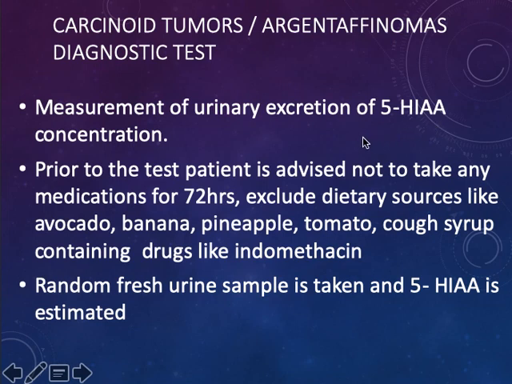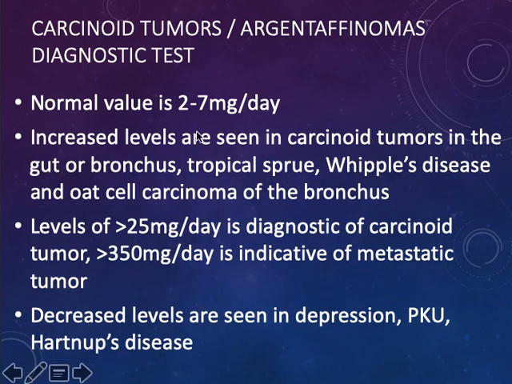So what do you advise a patient when you have to do this test? Prior to doing this test, you advise the patient not to take any medications for 72 hours, and to avoid certain dietary sources like avocado, banana, pineapple, tomato, and also certain cough syrups that contain indomethacin. This is the first advice, and then a random fresh urine sample is taken, and this 5-HIAA is estimated. The normal levels are around 2 to 7 milligrams per day.